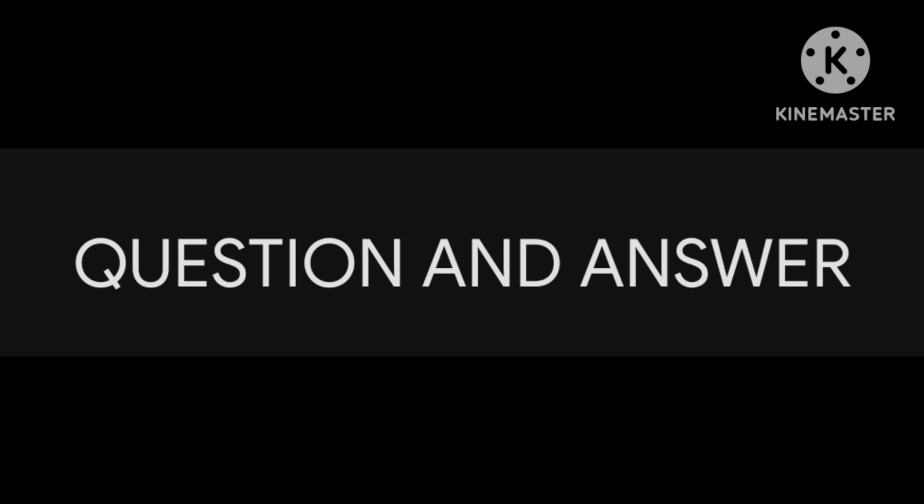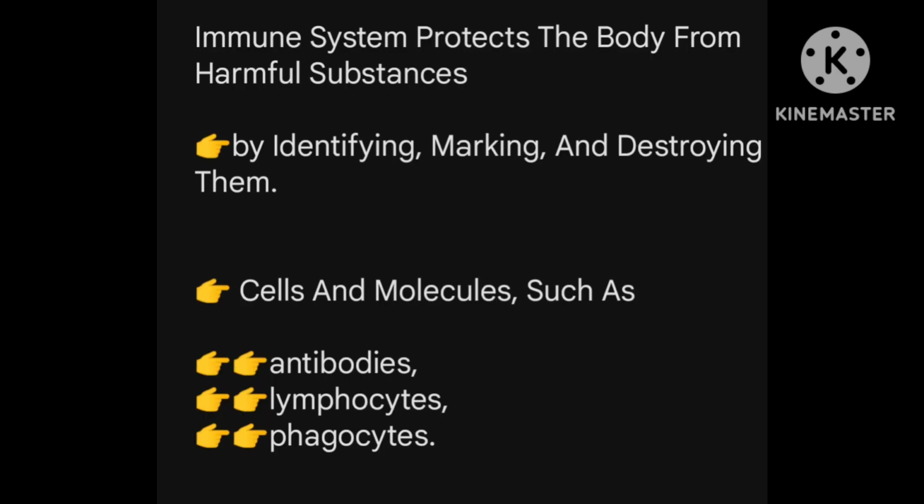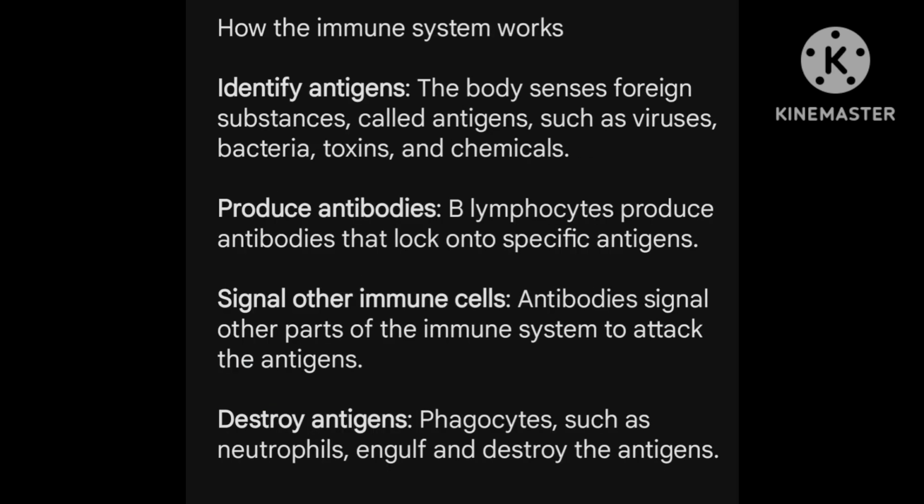Next question. Lymphocytes are concerned with the immunity mechanism of the body by producing dash. Answer. By producing antibodies. Our immune system protects the body from harmful substances by identifying, marking, and destroying them. It includes many different cells and molecules such as antibodies, lymphocytes, and phagocytes. Our immune system works through different steps.